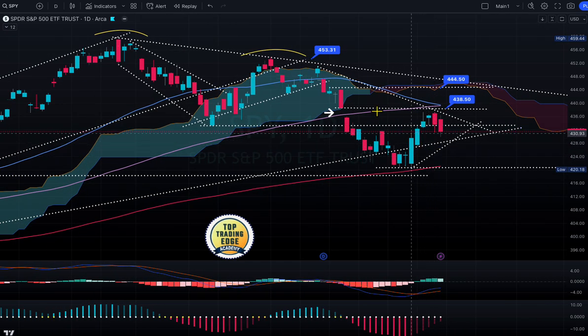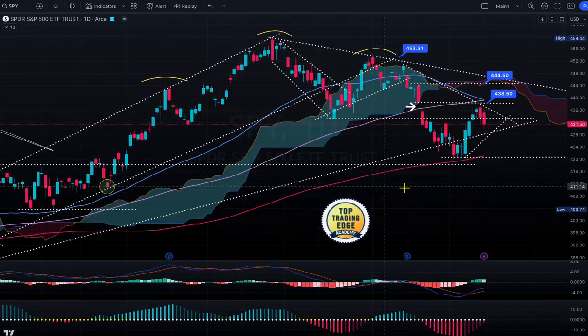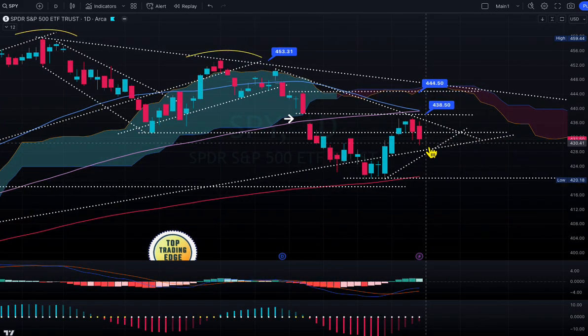All right. So this is your major sloping resistance. This is your 100 SMA. This is your 450 SMA, and this is your major sloping support right here. And we are in the middle. What does it mean? We are in the middle, folks. That means let the market maker go first. What do you mean, let the market maker go first?